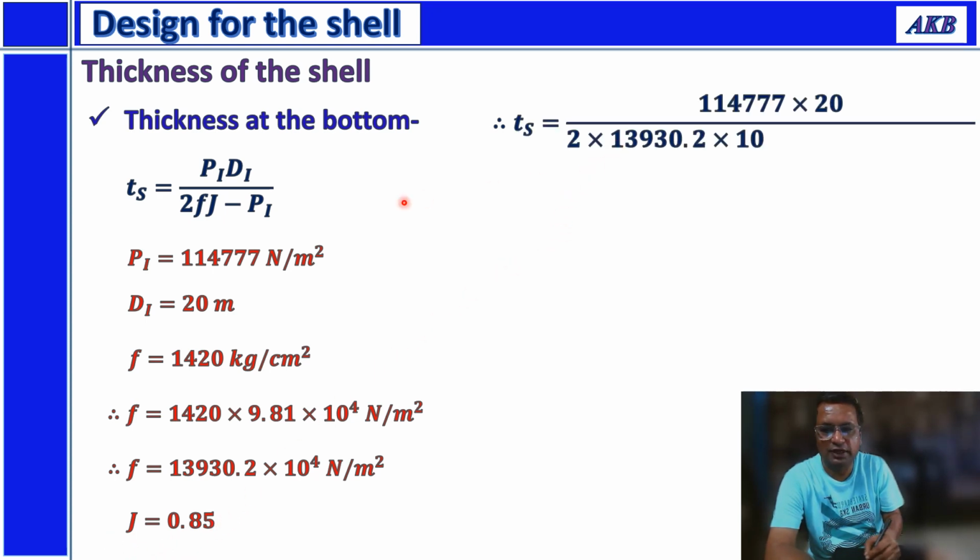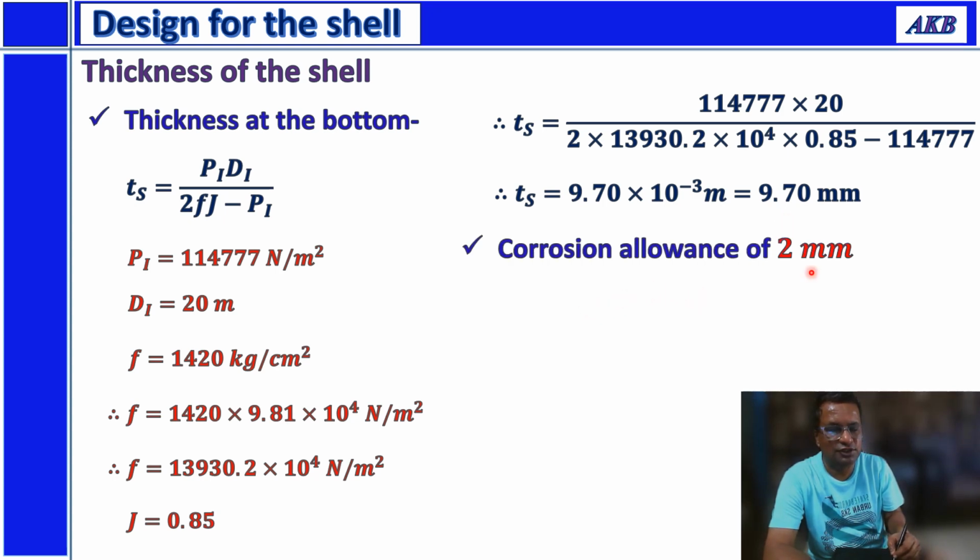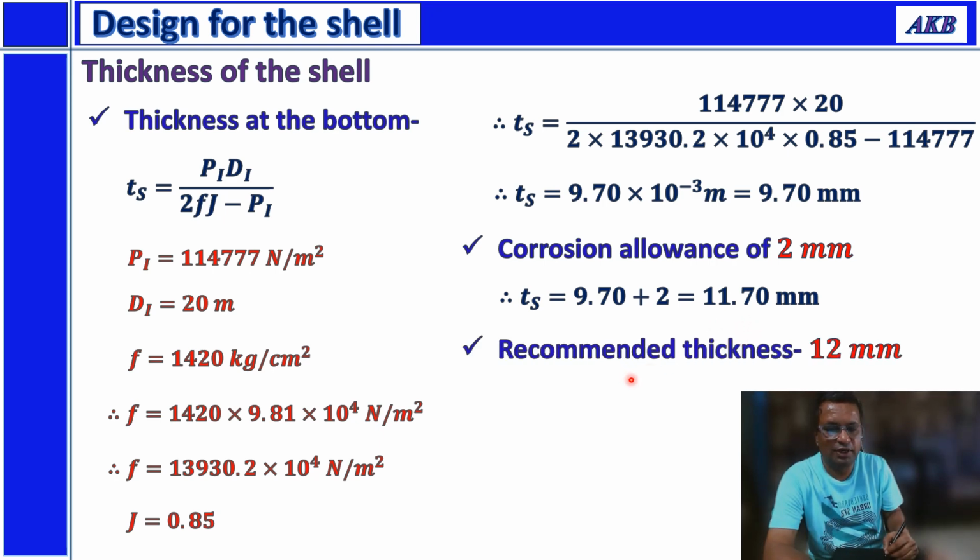Ts, after putting all the values in this equation, you get Ts is equal to 114777 into 20 divided by 2 into 13930.2 into 10 to the power 4 into 0.85 minus 114777. After simplification, you get Ts as 9.70 into 10 to the power minus 3 meter, that is 9.70 mm. Corrosion allowance, they have suggested to use 2 mm. So after adding the corrosion allowance, you get Ts as 9.70 plus 2, that is 11.70 mm, and we are recommending a thickness of 12 mm at the bottom.